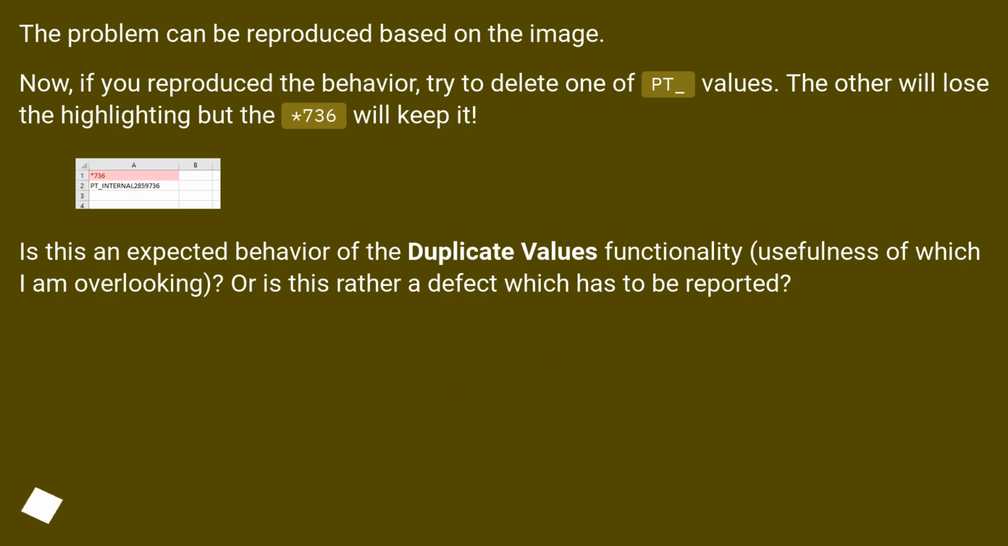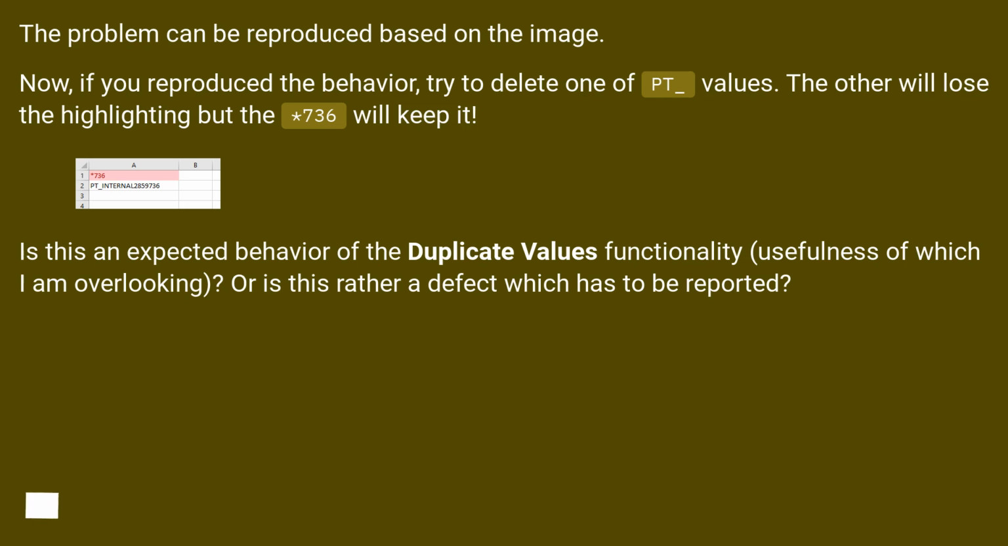The problem can be reproduced based on the image. Now, if you reproduce the behavior, try to delete one of the PT_ values. The other will lose the highlighting, but the 736 will keep it. And NBSP; and NBSP; and NBSP; and so on.